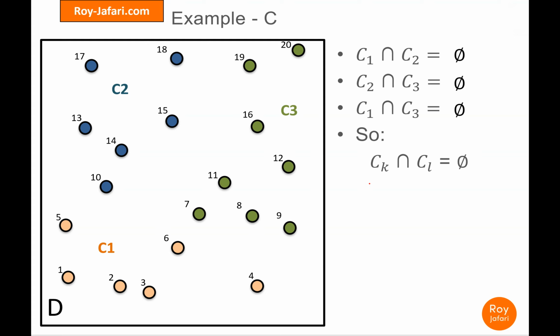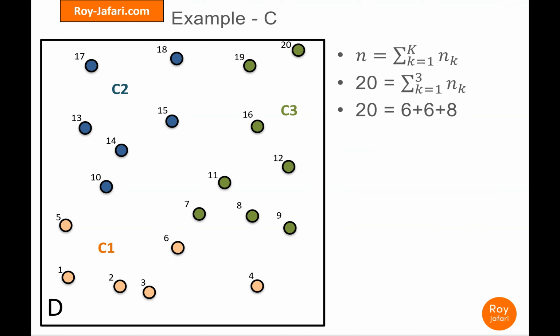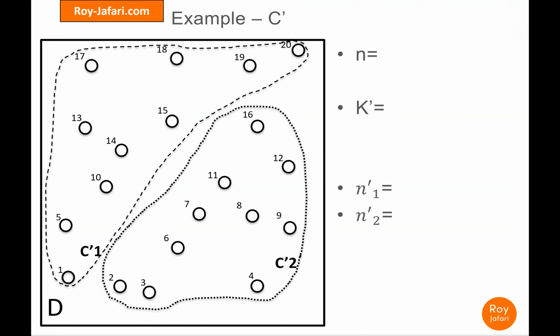And of course, this tells us about C_K and C_L for every possible two clusters; this holds true. And also we know the union of all of these clusters is all of the data, if every data object has a cluster. So we see that n is equal to the summation of all of the clusters' members. And the same thing is true about C prime.